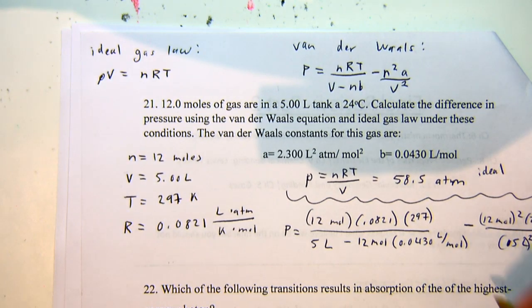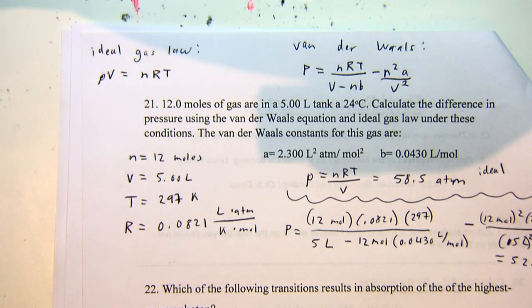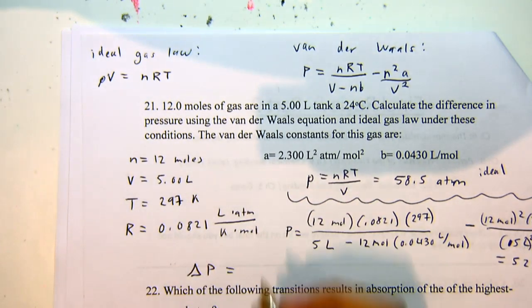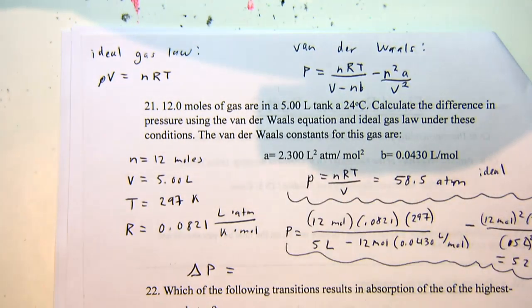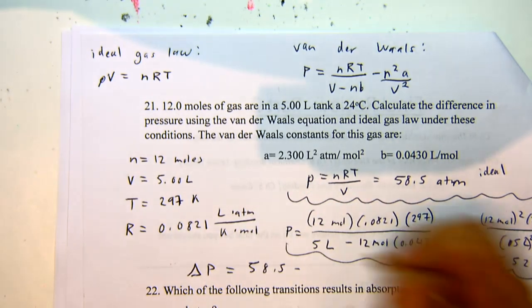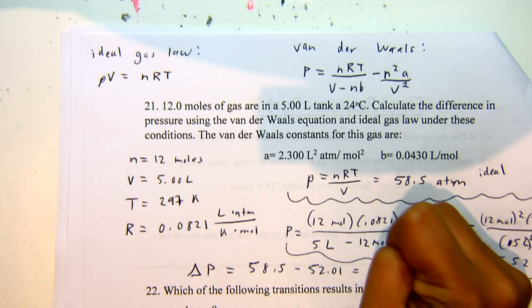And once you do all that, you should end up with 52.01 ATM. But the question asks for the reason why we had to use both equations: they want to know the difference in what the pressures would look like. So delta P means the change in pressure, just like this, which is going to be 58.5 minus 58.01, and that's going to give us 6.49 ATM.